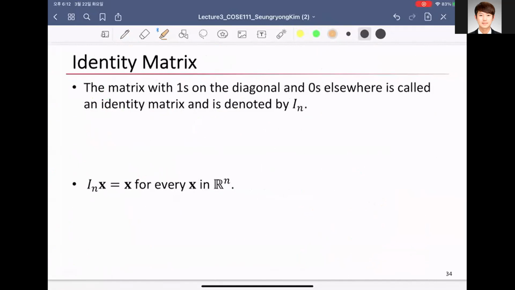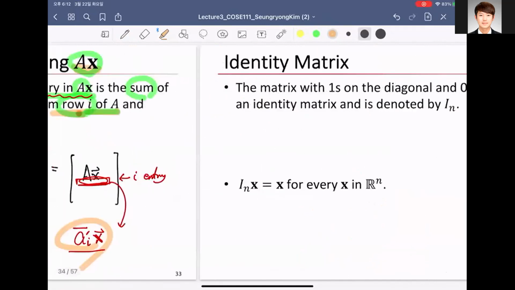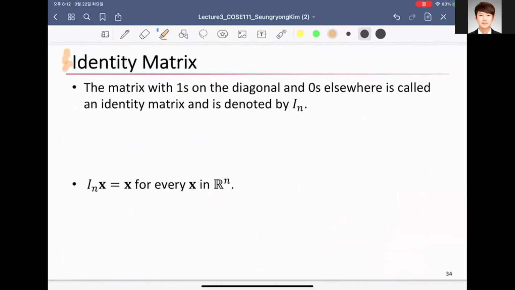Okay, let's finish today. Today we introduced the matrix equation, right? So now you can solve so many kinds of problems in the matrix domain. So we will see some examples in our homework. We have a homework this week, right? Which is due this Thursday before the class. Please remember.